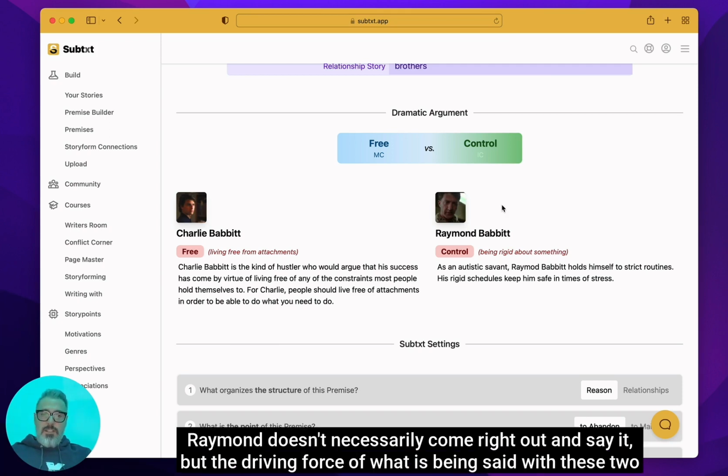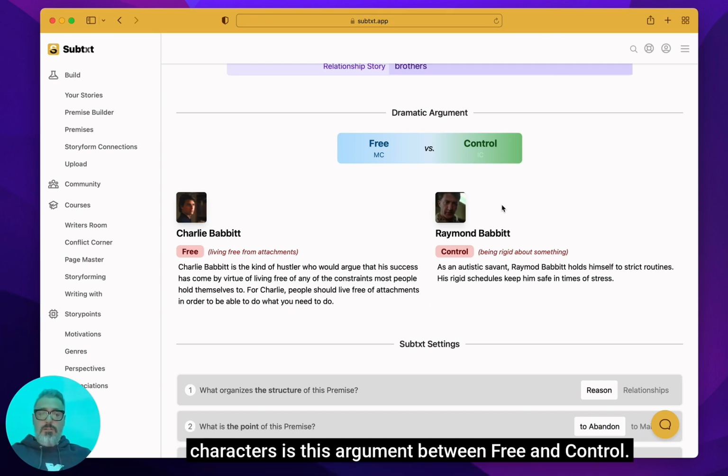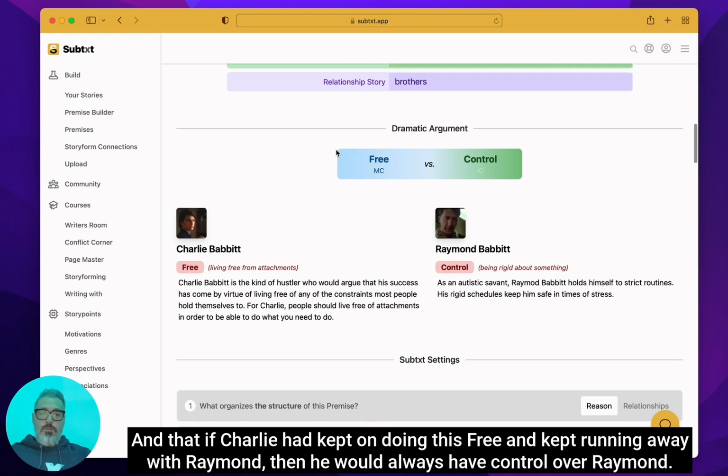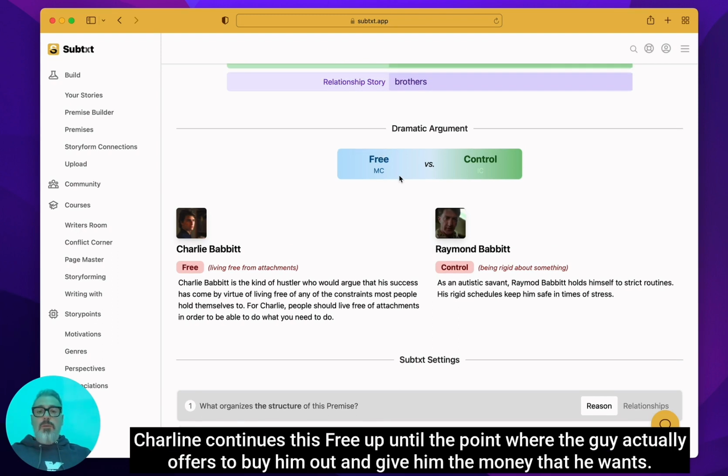Raymond doesn't necessarily come right out and say it, but the driving force of what is being said with these two characters is this argument between free and control. And if Charlie had kept on doing this free and kept running away with Raymond, then he would always have control over Raymond. Charlie continues this free up until the point where the guy actually offers to buy him out and give him the money that he wants.